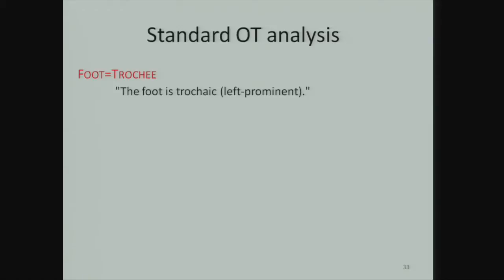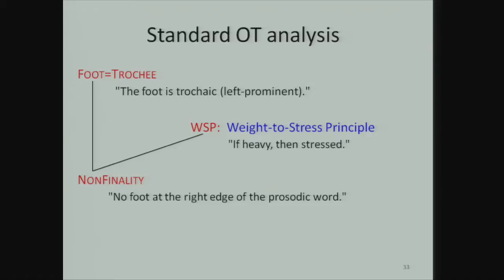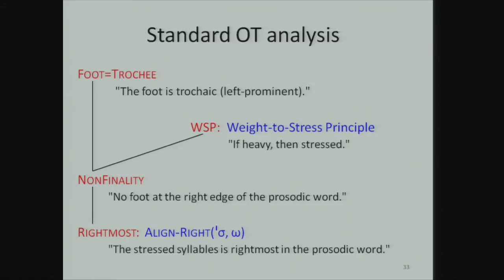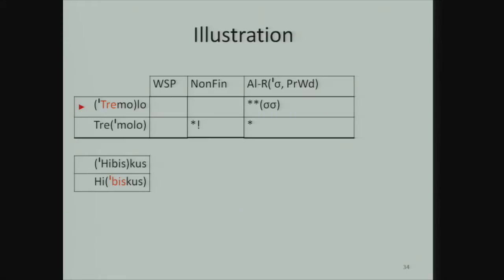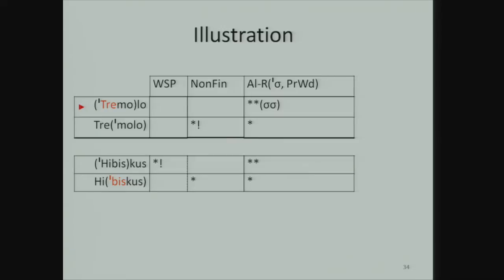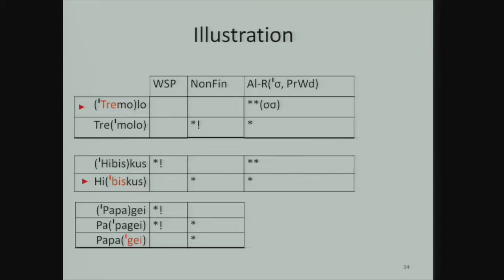Standard analysis: foot is trochaic, the weight-to-stress principle, and non-finality as the dominated constraint, and finally rightmost, align the main stressed syllable rightmost in the prosodic word. And then taking some examples like tremolo versus hibiscus, you see antepenultimate stress when there is no heavy final, but hibiscus, the heavy final, attracts stress to that position. And papagay, you get final stress because the diphthong attracts it there.